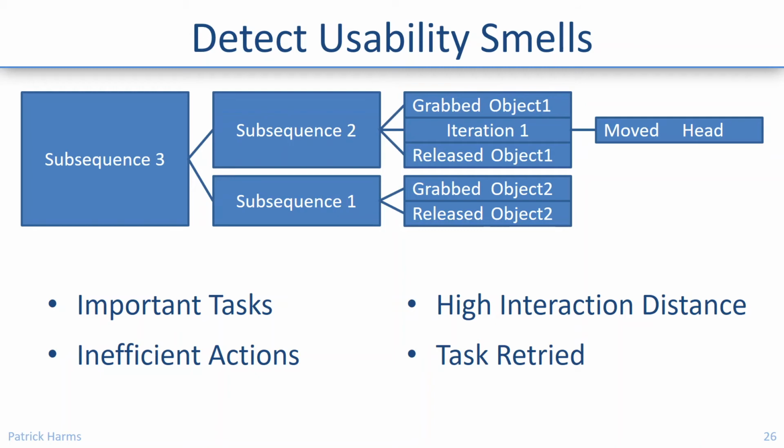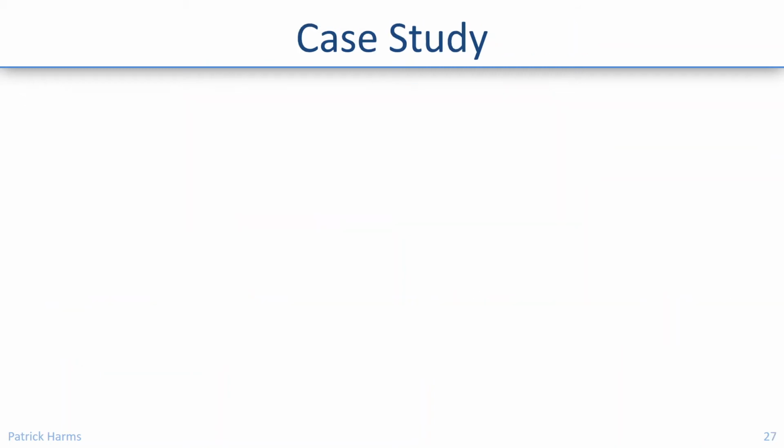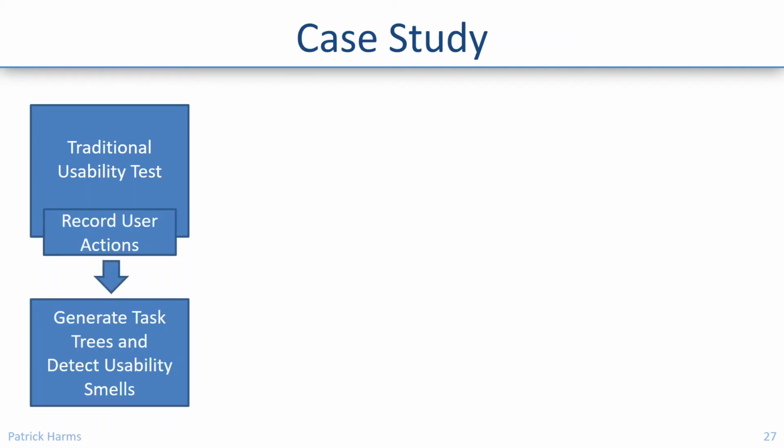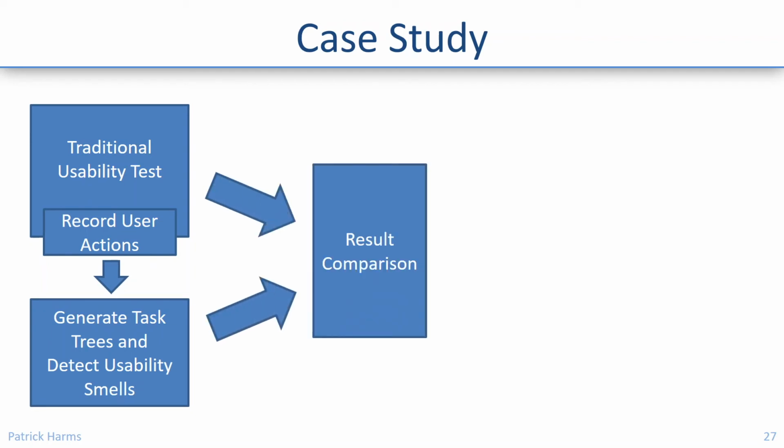To evaluate whether this analysis provides helpful insights, we performed a case study. This mainly consisted of a traditional usability test in which we asked participants to interact with two virtual reality applications. While we took notes of the usability issues the users had, we also recorded their actions and analyzed them with our approach. Afterwards, we compared the results of our approach with the actual usability issues to see whether we see some kind of effect.